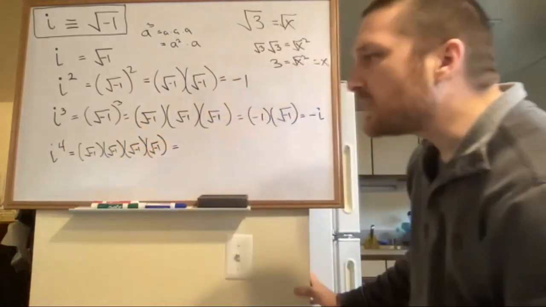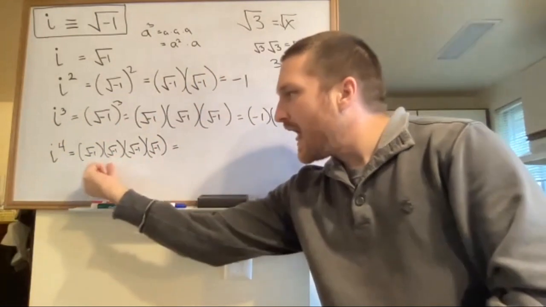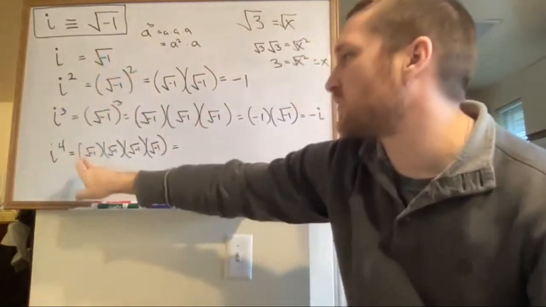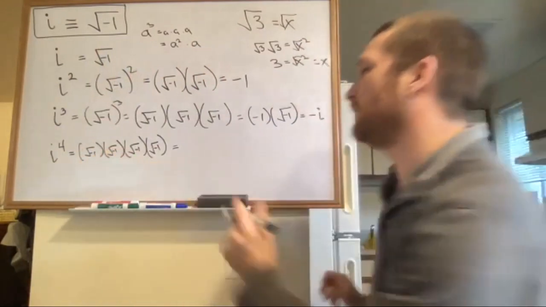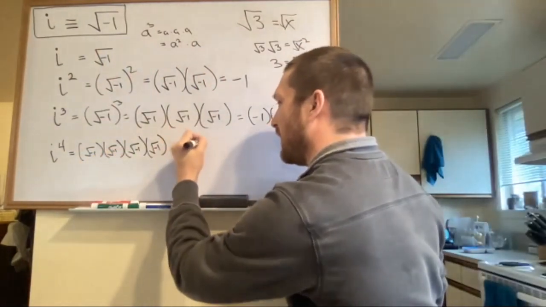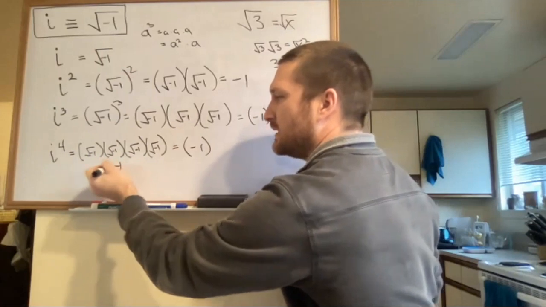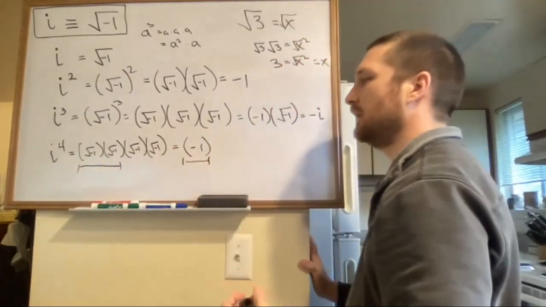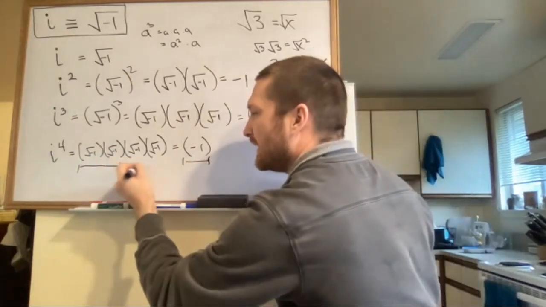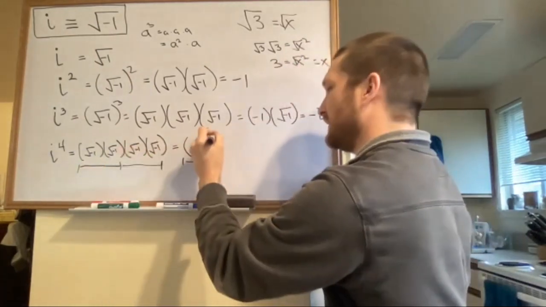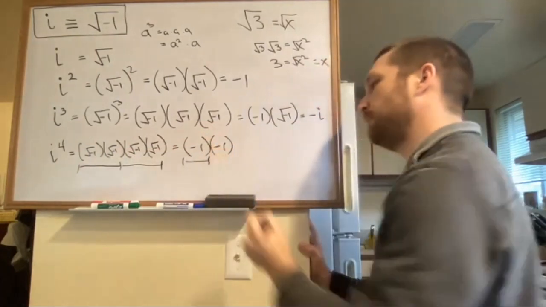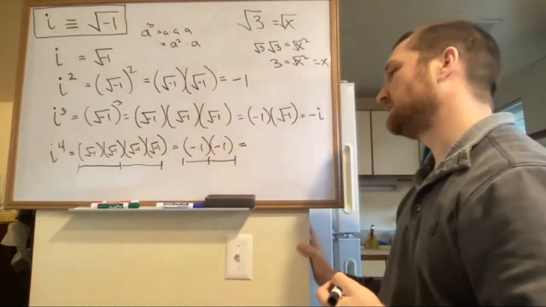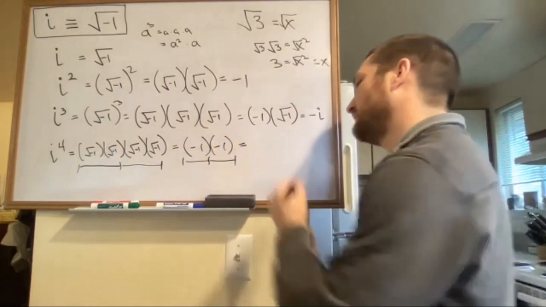But hey, check this out. That times that is negative one, right? That's what it means. The square root of negative one times the square root of negative one is indeed negative one. So that is taking these two right here and just combining those. We could play the same game here. We'll take these two, combine those to give me another negative one. What's negative one times negative one? One.